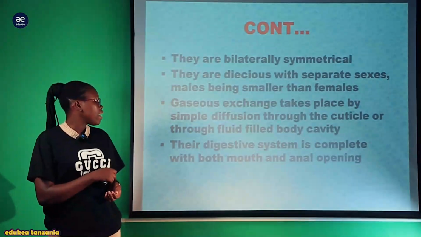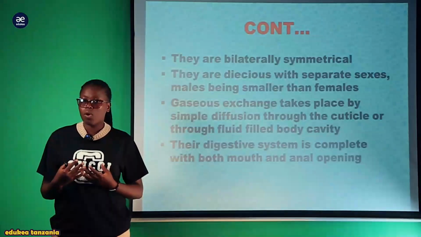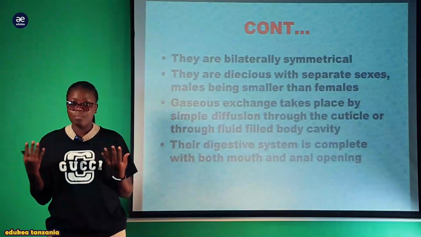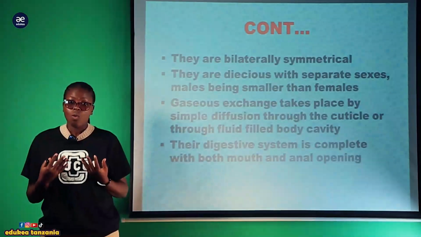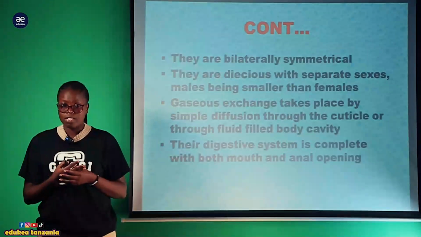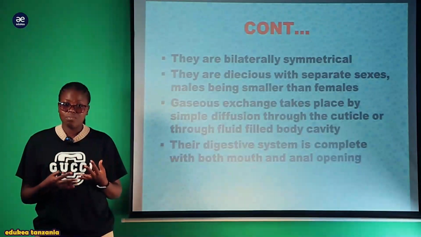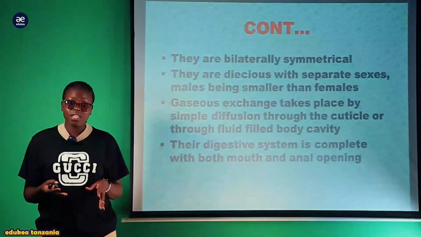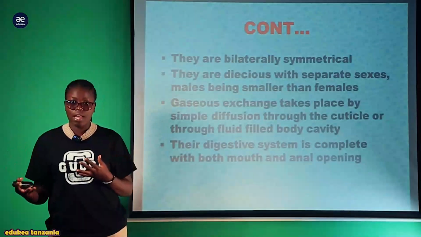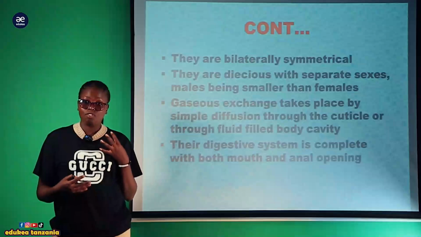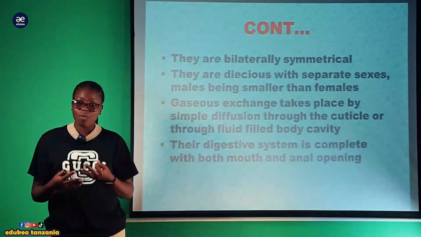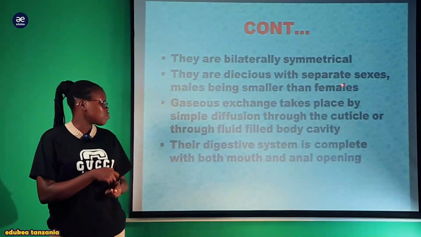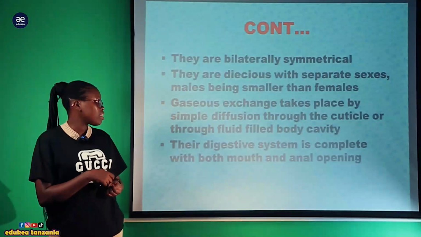Likewise, they are dioecious. Dioecious is different from what we saw in the phylum Platyhelminthes. For example, tapeworms are hermaphrodites, meaning they have both sexes within the same organism. But these organisms are dioecious, meaning there is a male and a female worm, with separate sexes on different organisms, where one sex has a different form and size. For example, the male is usually smaller than the female.